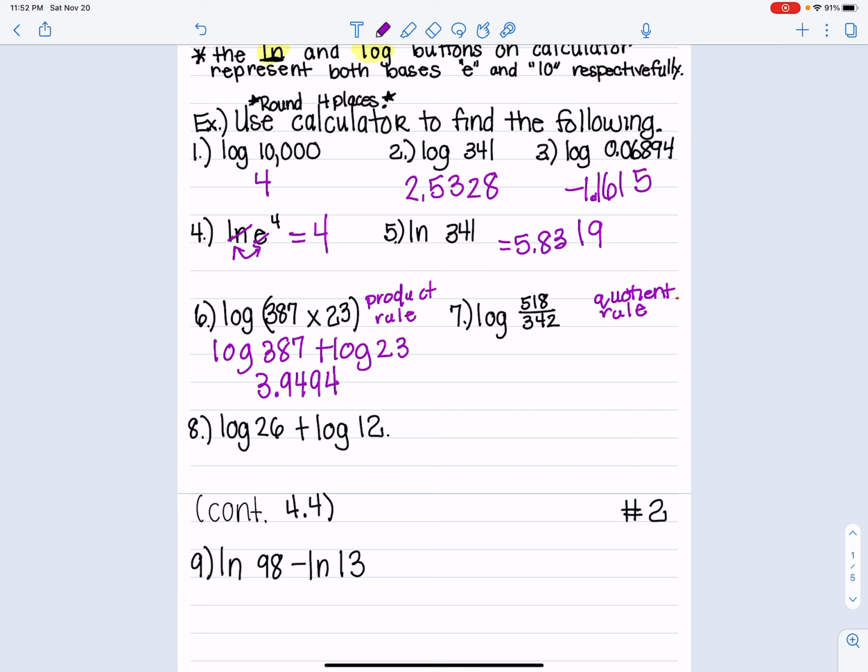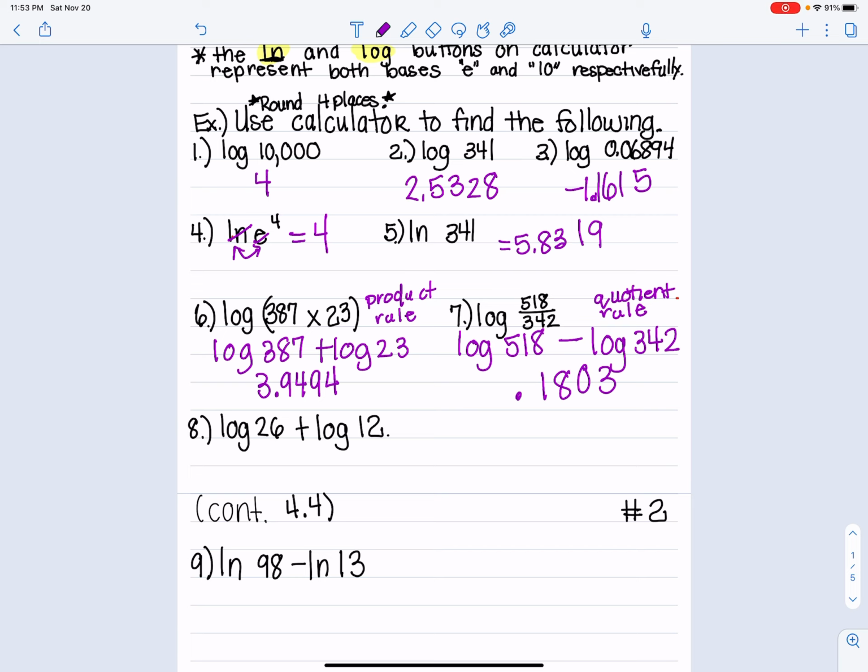Now the quotient rule. Remember, the quotient rule says that I can separate it by subtraction. So we do log of the top minus log of the bottom. Once again, we're using the property. So we do log of 518 minus log of 342. Okay, so I got 0.1803.